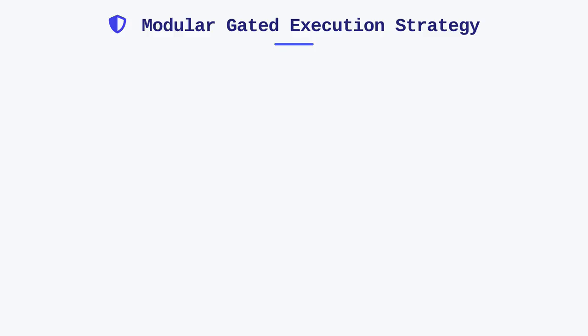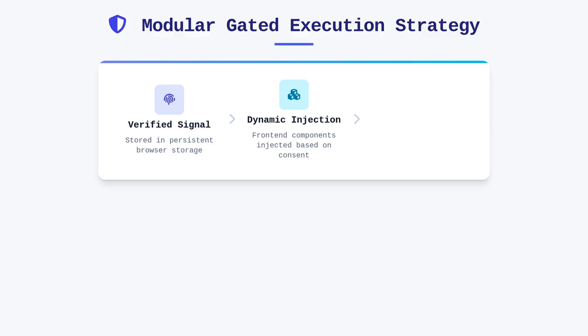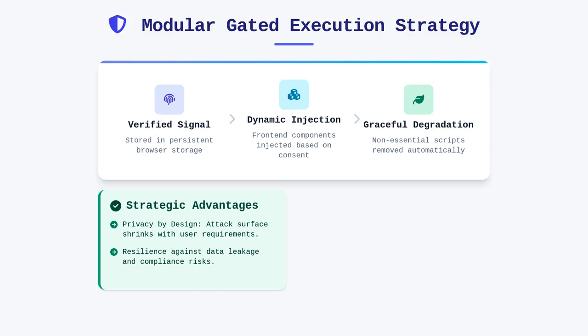Implementing this logic demands a significant shift in how we handle tracking tags, necessitating a move toward modular, gated execution. Instead of static script bundles, consider a setup where your front-end components are injected dynamically based on the verified signal stored in the browser's persistent storage. If a user denies tracking, your system should degrade gracefully, serving content without the burden of non-essential data collection scripts. This approach satisfies the principle of privacy by design, by ensuring that the application environment effectively shrinks its attack surface in direct proportion to the user's articulated privacy requirements.